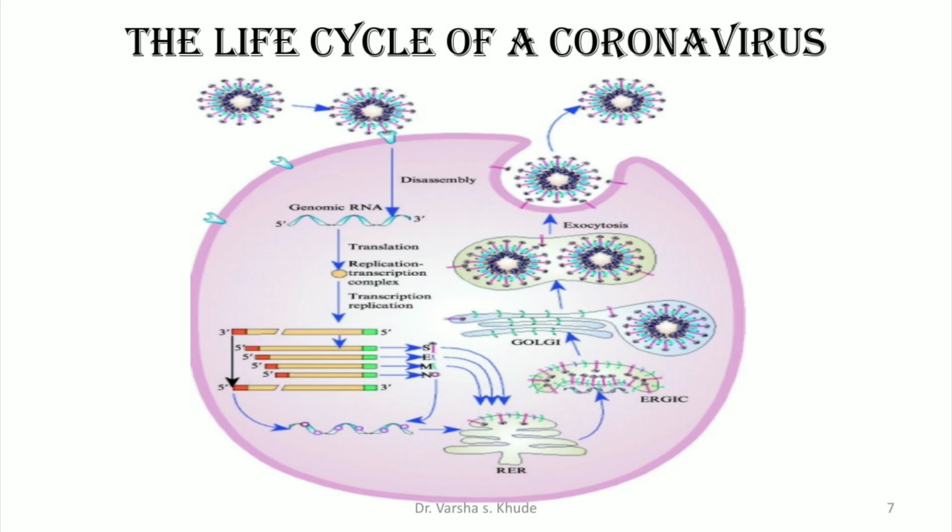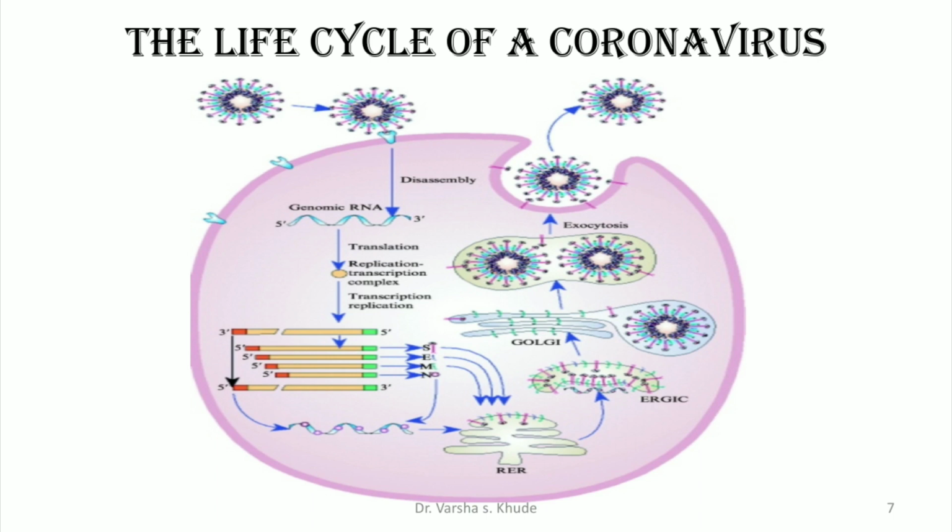The life cycle of coronaviruses includes three major steps. First, entry of coronaviruses into the host cell. Second, replication of viruses. And last, release of virus progeny from the cell. One by one, we will discuss in detail the life cycle of coronaviruses.